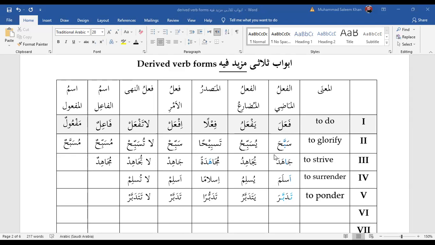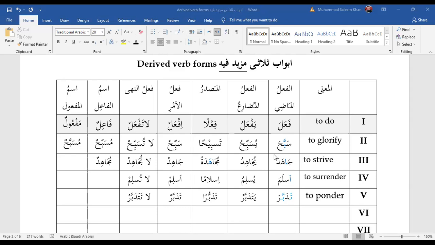So in number 2, we have tashdid, which is extra. Number 3, we have alif. Number 4, we have hamza. And number 5 is ta tashdid. Tashdid, alif, hamza, ta tashdid. So this is how you can remember. Tashdid, alif, hamza, ta tashdid.